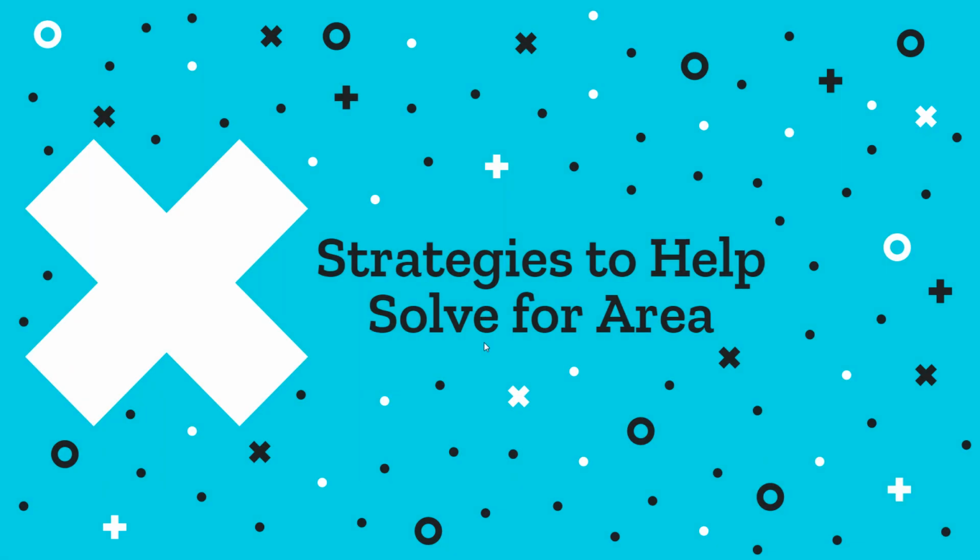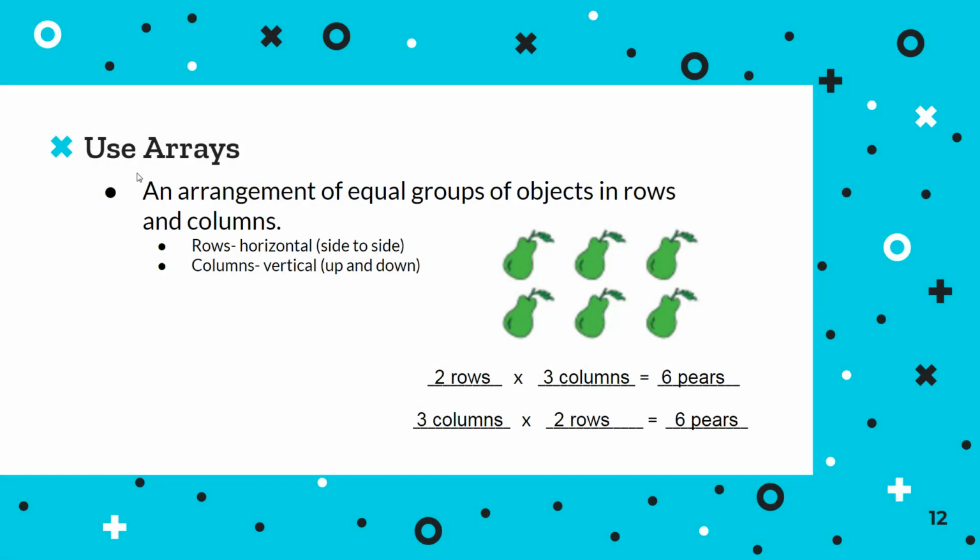All right, so some strategies to help you solve for area. When you look at area, especially when we're using graph paper, you can look at the shape in the form of an array. Just as a review, an array is an arrangement of equal groups of objects in rows and columns. The rows go side to side, it's horizontal, and the columns go up and down, and that is vertical. These equations are just showing you how to use the number of rows and columns to find the answer of the total amount.